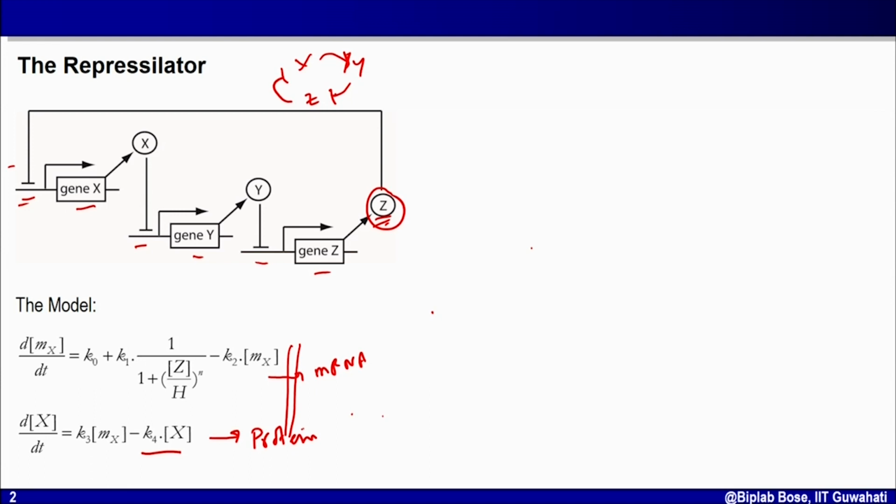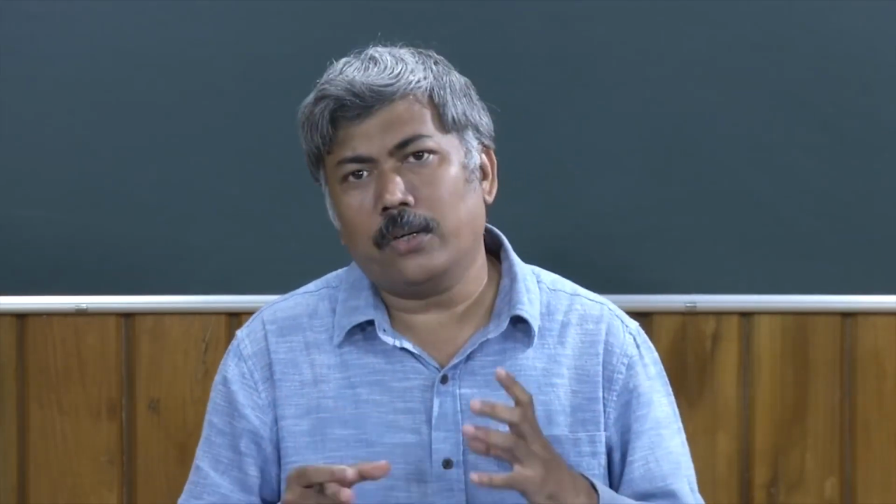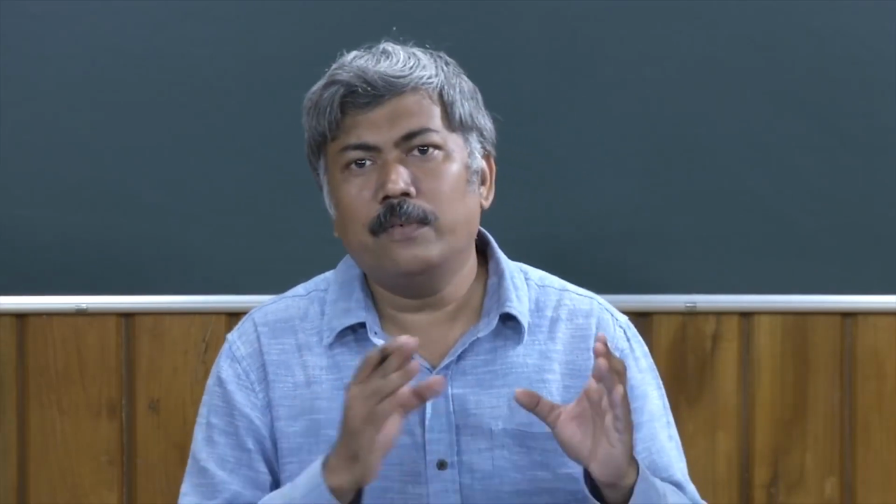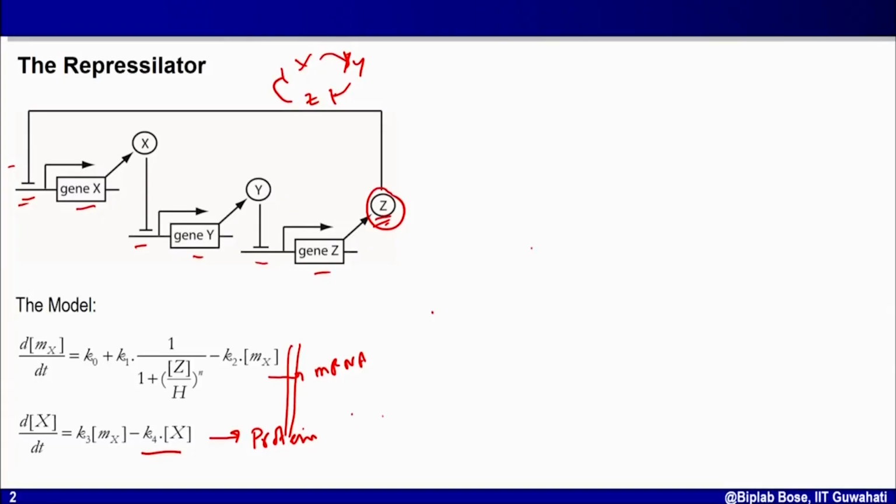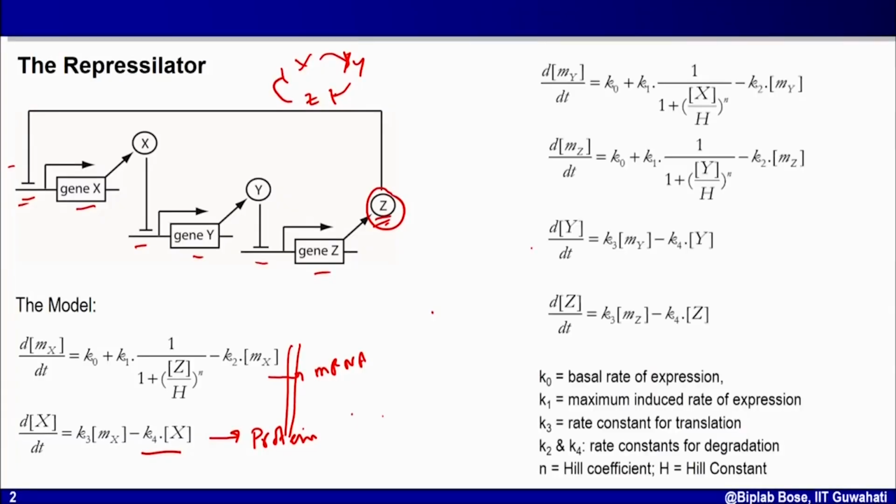We will have a similar set of two ODEs for Y and Z, and let us consider that all the parameters K0, K1, Hill constant, Hill coefficient, and rate constant for degradation are all equal for these three genes. That will make our life easier to analyze. You can consider different values further and see the behavior. For the time being, let us consider that the parameters K0, K1 and others are identical for all the genes. So essentially, I will have a triplicate of this set of equations.